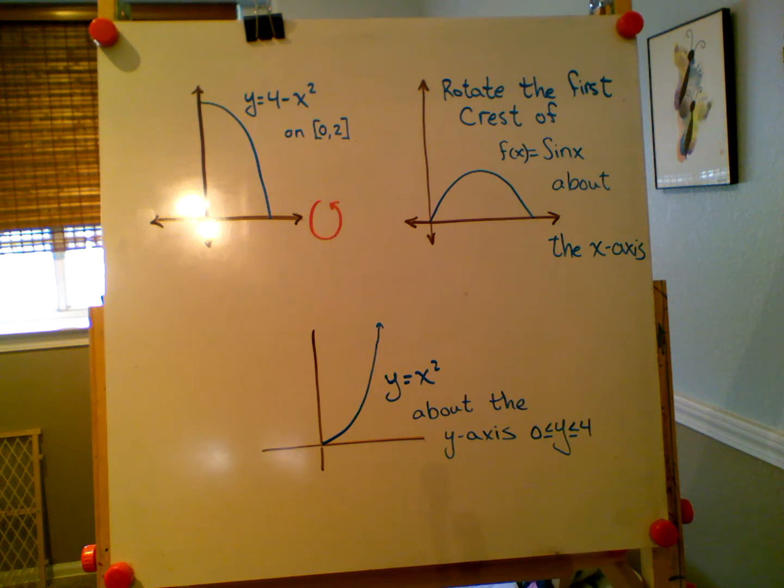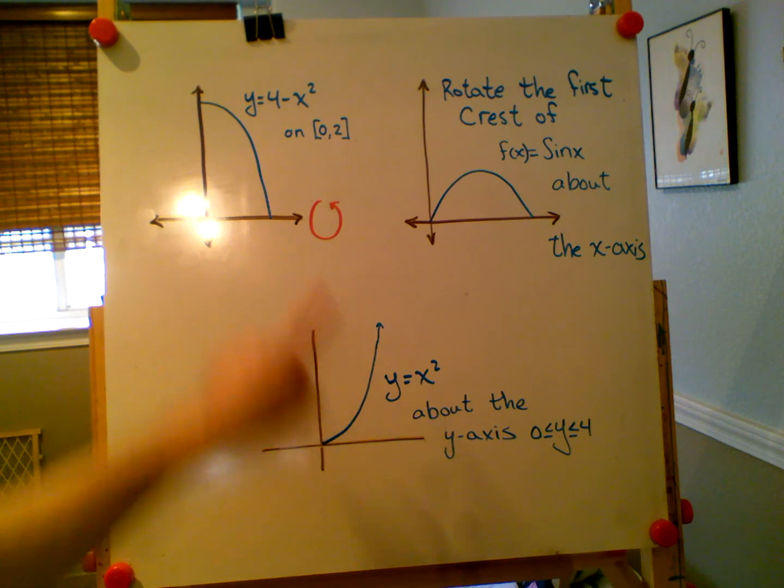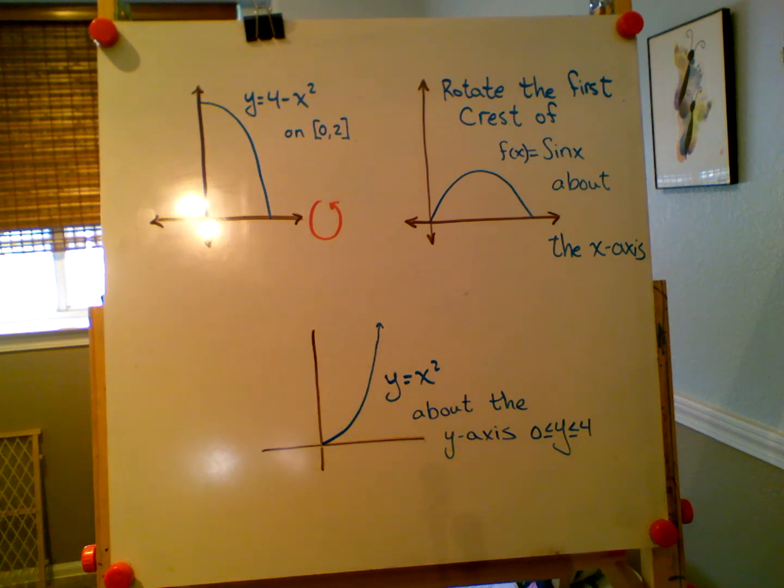I just wanted to give you a couple examples of the disk method, and here's three of them up here. The first one is 4 minus x squared, and we're just going to rotate that. Do you see the red circle there? That's letting you know what we're rotating around.